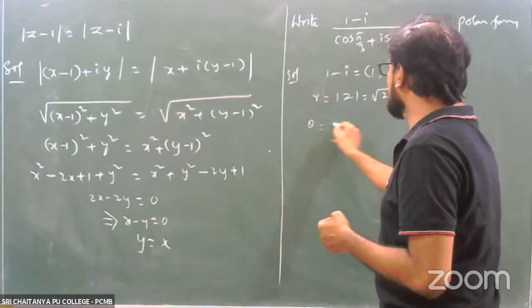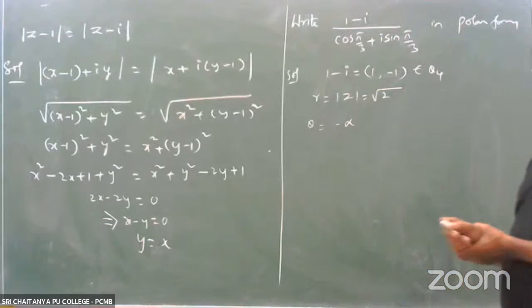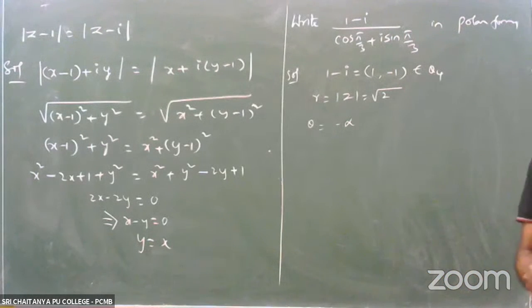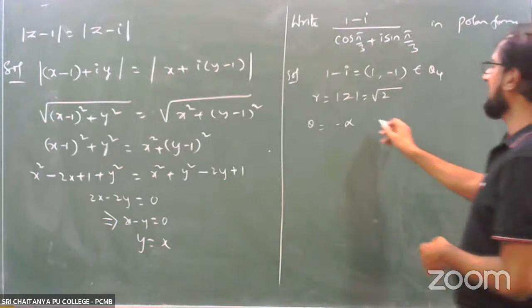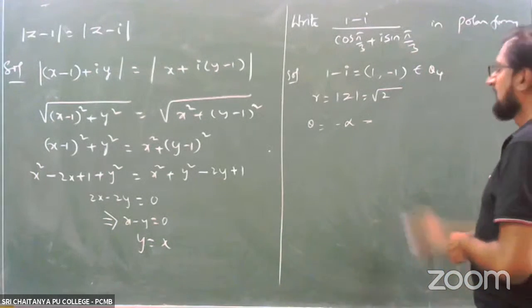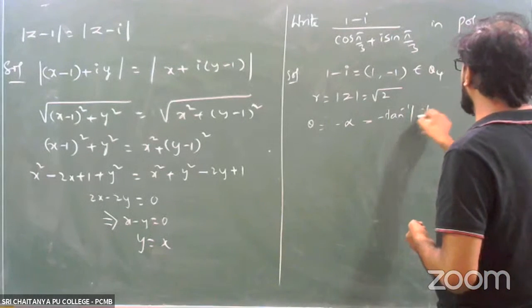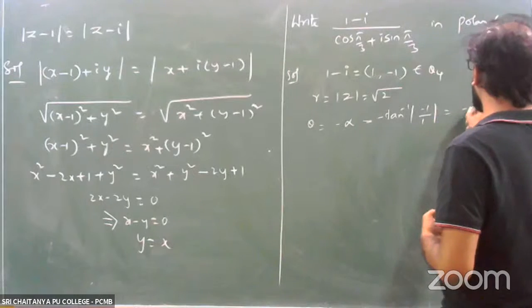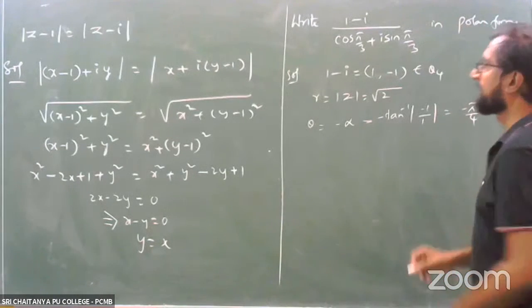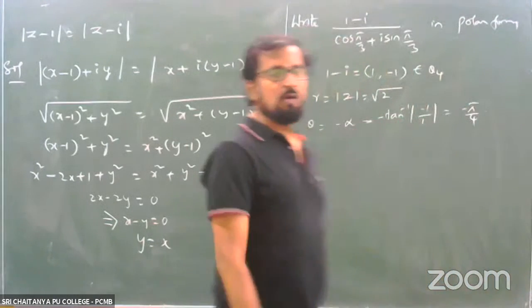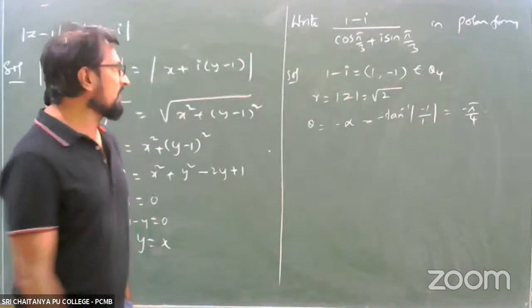Now, theta is equal to minus alpha. Am I right? Theta is equal to minus alpha in the fourth quadrant, which is equal to minus tan inverse of mod of minus 1 by 1, which is equal to minus pi by 4. Okay, now I should convert this to polar form.